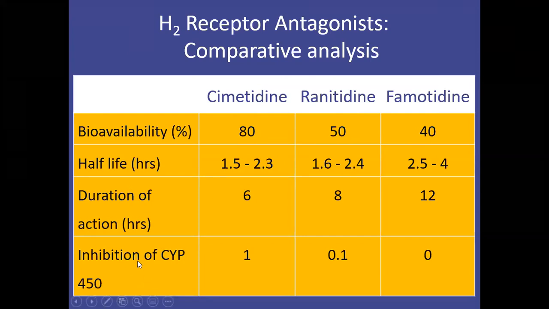You have to appreciate inhibition of cytochrome P450 enzymes. Only cimetidine has a very significant effect on the drug metabolizing enzymes in the liver, CYP450. If we keep the unit of inhibition of cimetidine as 1, because this is the gold standard, ranitidine has minimal and famotidine has no effect on the drug metabolizing enzymes.